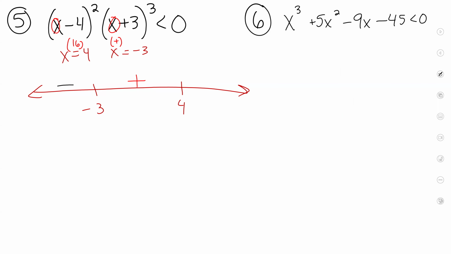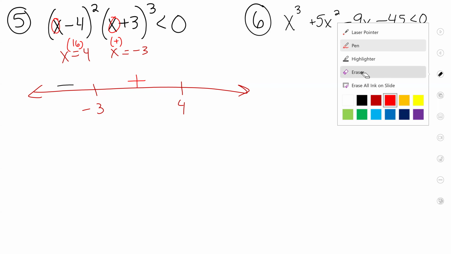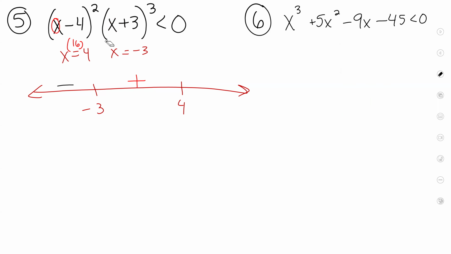Okay, now let's test numbers to the right of 4. So let's plug in a 5. So this time I'm going to plug in a 5, a 5 here and a 5 here. It looks like I'm going to get 1. If you square it, you just get 1. And then 5 plus 3, that's 8. If you cube it, you get a positive number. A positive times a positive is positive.